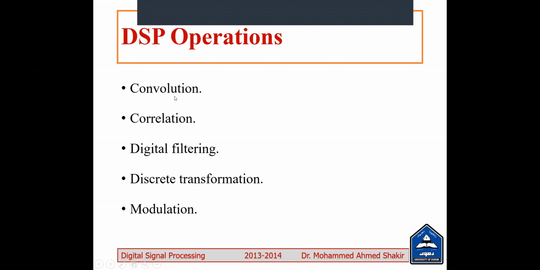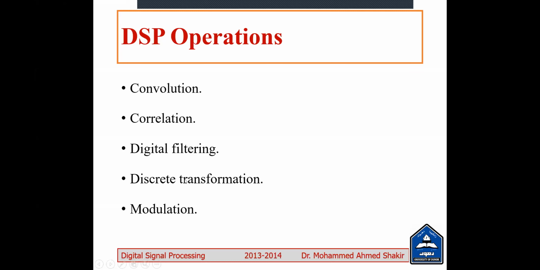In the slides we talked about convolution, correlation, digital filtering, discrete transformation, and the modulation. These are the DSP operations. So when someone asks you, for example, what are the basic DSP operations, you can easily answer that they are five operations: convolution, correlation, digital filtering, discrete transformation, and the modulation. This is about this lecture.